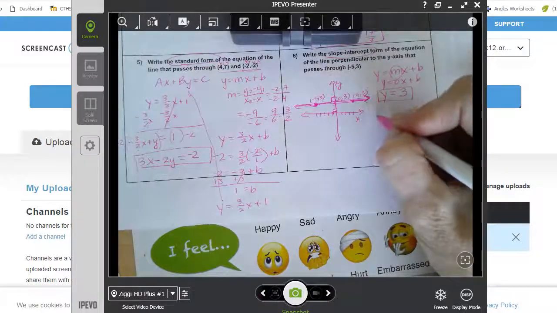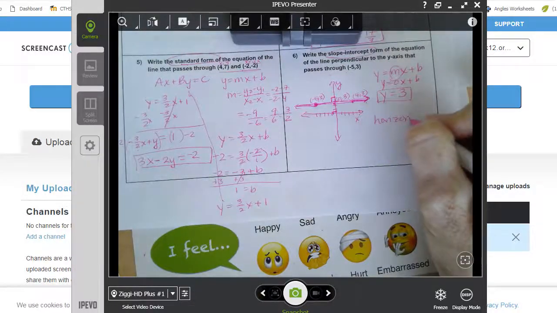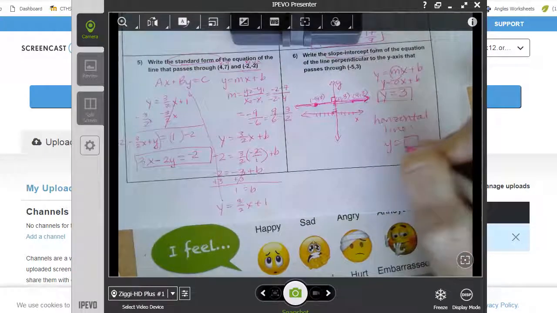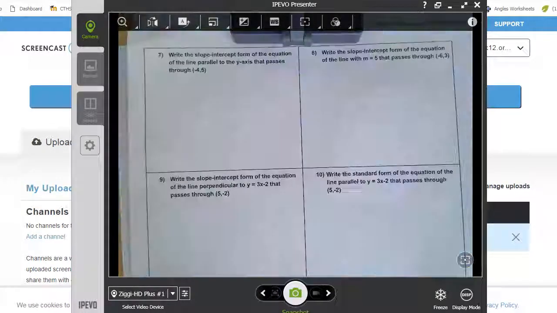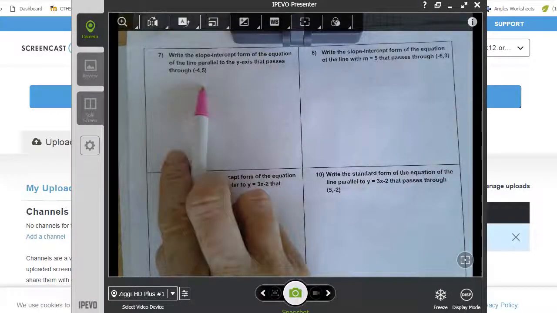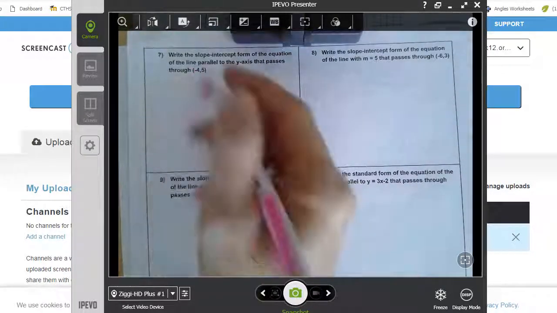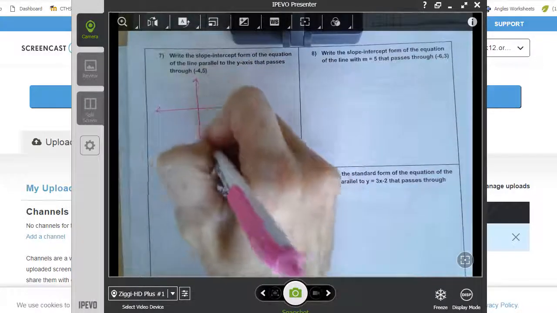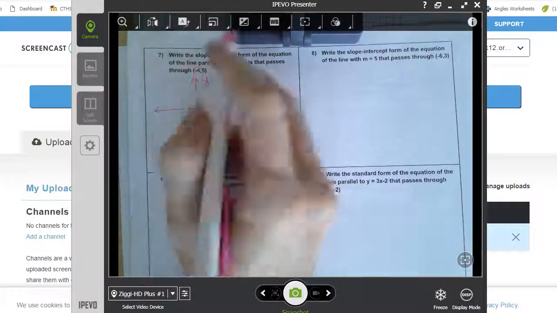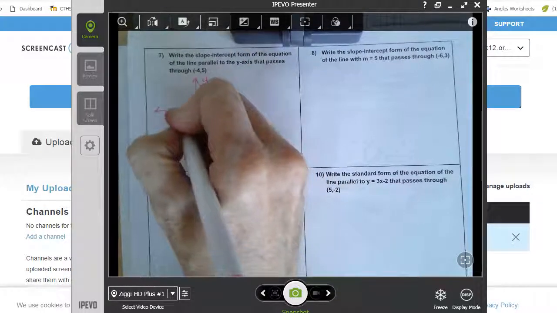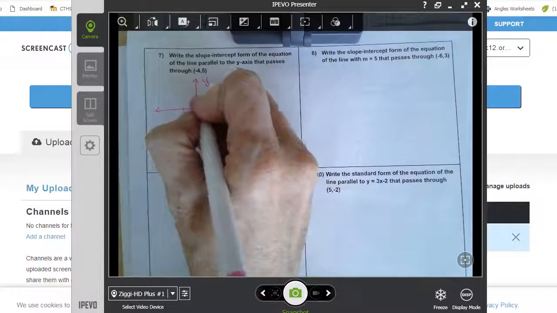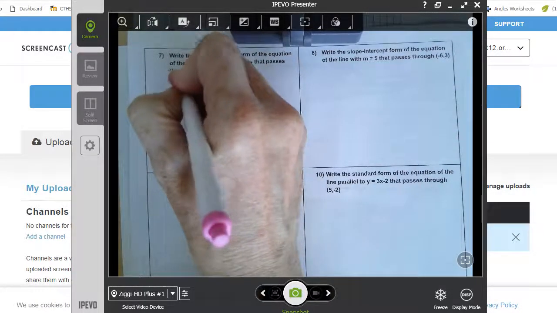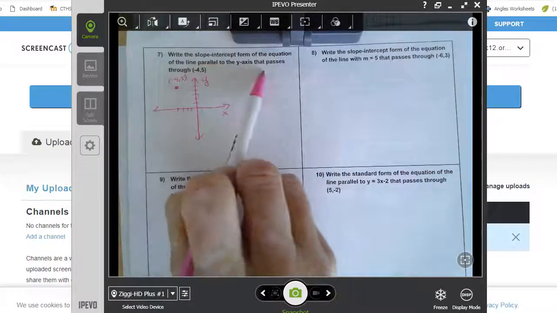In fact, for any horizontal line, it will be y equals something. In this case, y equals 3. Okay, going on to number 7 on the back, this one is actually the other scenario. I've got an x and y axis, and I've got some point through -4, +5. Okay, there's -4, +5. That is parallel to the y-axis.